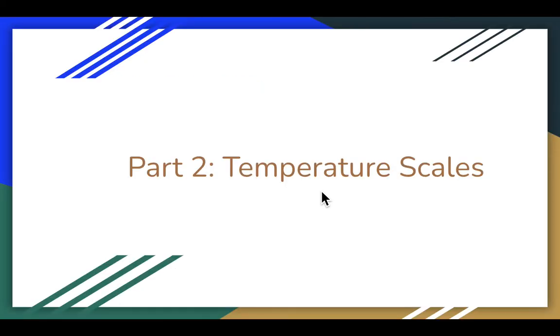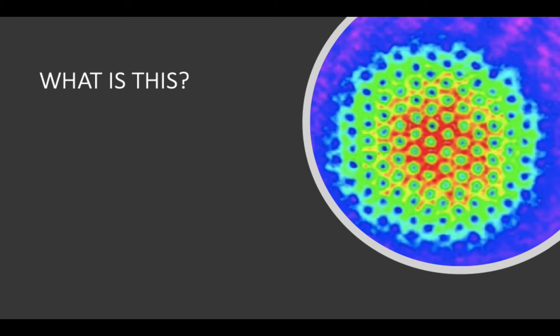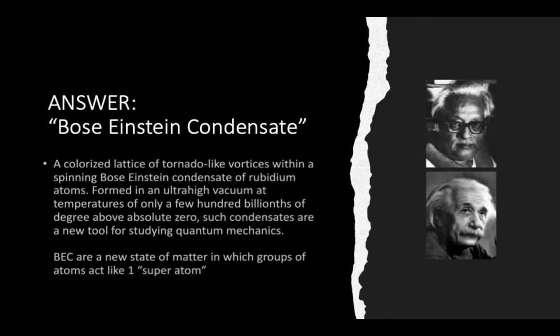Okay, so now we're to part 2, temperature scales. Just a question. This is a really cool picture. Does anybody know what this is? What would you think it is? Well, the answer is it's something called a Bose-Einstein condensate. You're probably familiar with Einstein, this gentleman right here. Maybe not as familiar with Bose, but they proposed this.